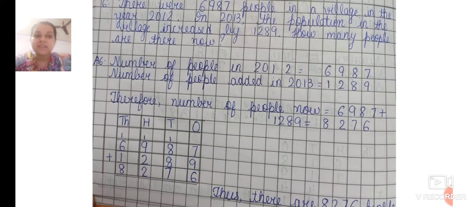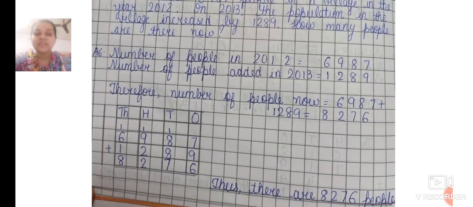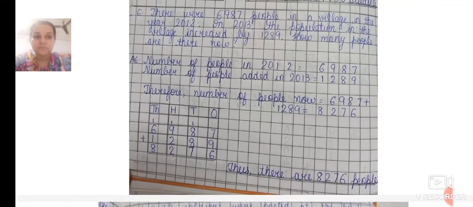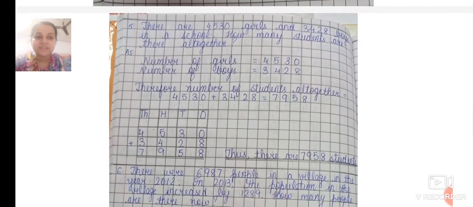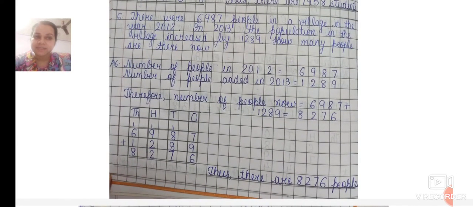What do you have to find? Number of people now. So you will add 6,987 plus 1,289. When you add these two numbers, what do you get? You get 8,276 people. This is the way you will solve sum number 6, and sum number 5.